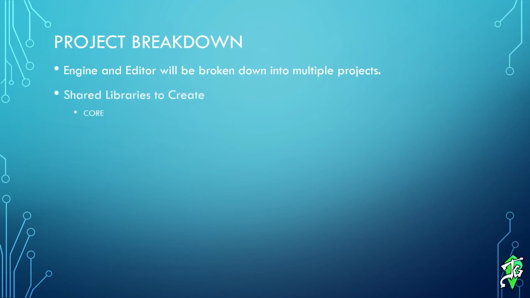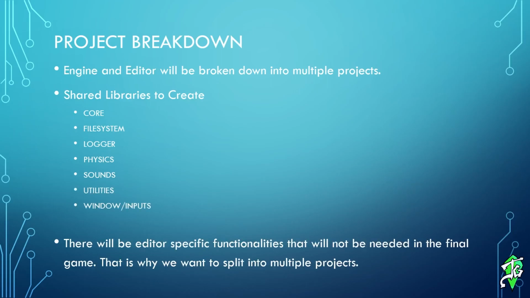Shared libraries we're going to have to create are the core, file system, logger, physics, sounds, utilities, and windows and inputs. There will be editor specific functionalities that will not be needed, that I stated before, in the final game. That's why we'll have to split them up into these multiple projects.